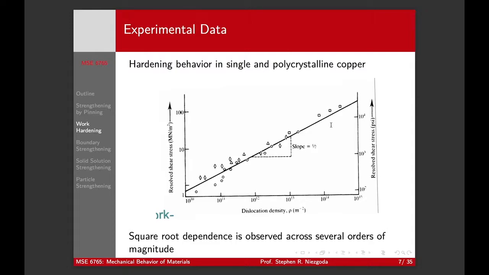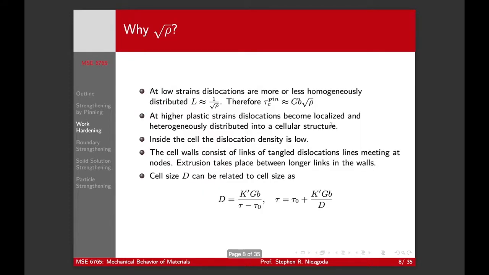Right, so this is an important thing. In class, I mentioned my rules of thumb. This should be one of your rules of thumb. Yield strength, Taylor hardening, square root rho. Okay, so where does this square root come from?